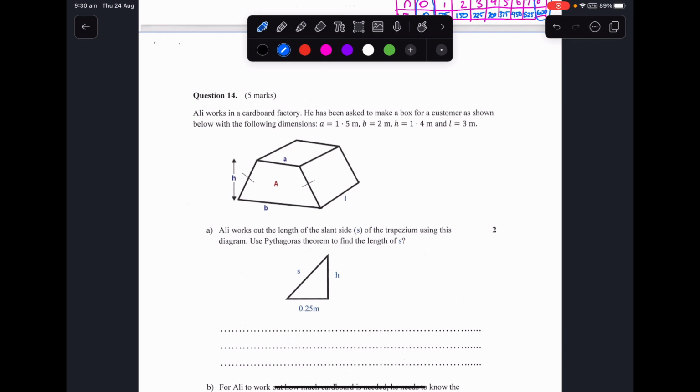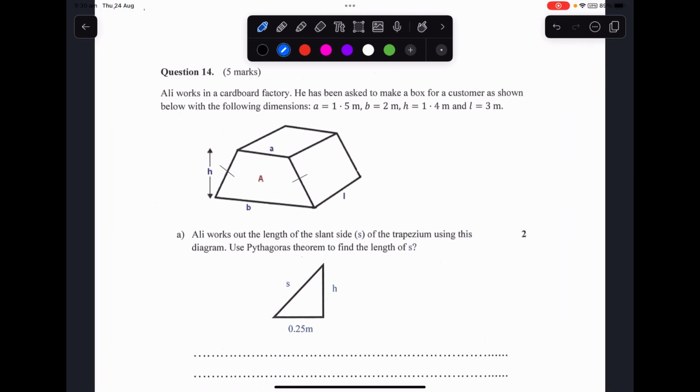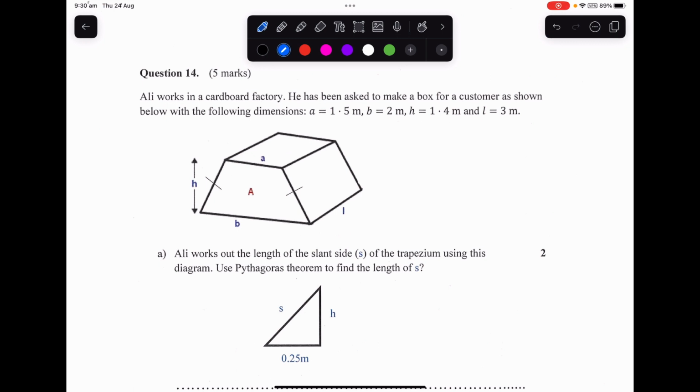Ali works in a cardboard factory. He has been asked to make a box for a customer as shown below in the following dimensions. So let's put the dimensions on. A is 1.5, 1.5. B is 2, 2. H is 1.4. And L is 3.